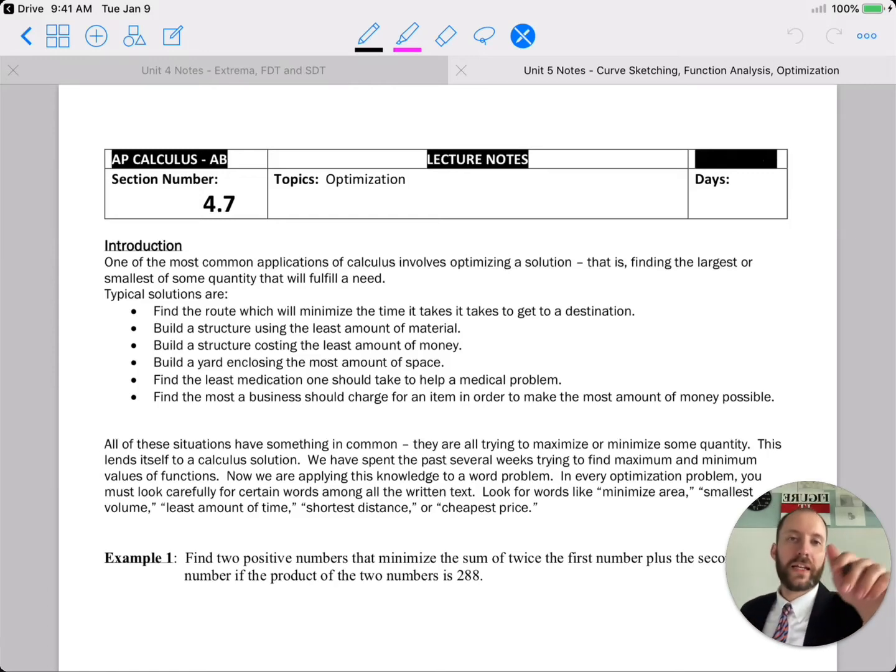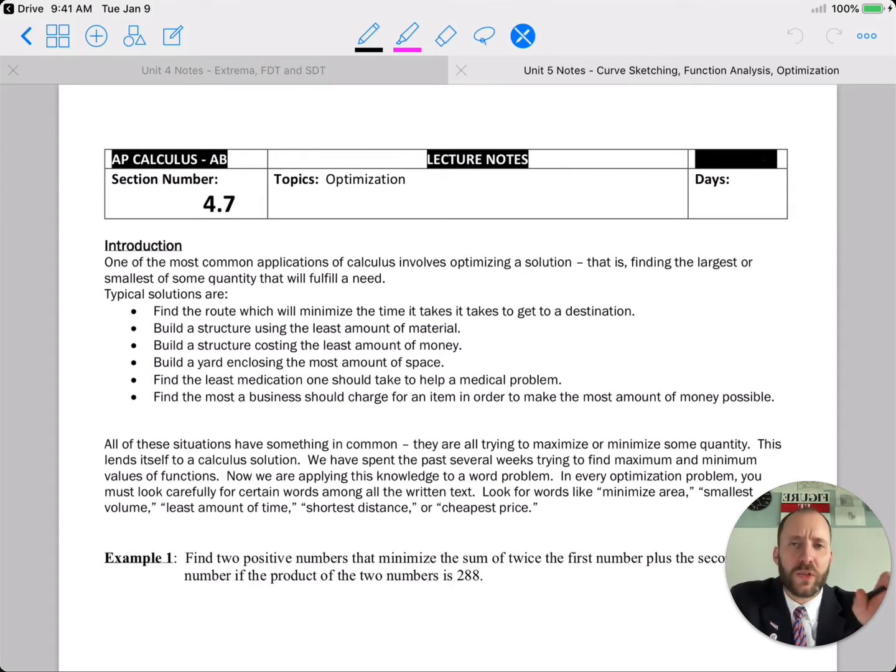Hey, we're looking at the topic of optimization. This corresponds with section 4.7 in our textbook. Optimization is really something we've done before. It's finding maximums and minimums that help us, but they're kind of caged in the story problem. So you have to read it out to see what you're really optimizing, finding the maximum or minimum of.